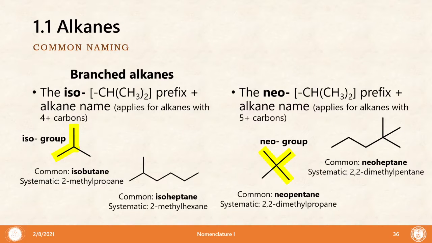Branched alkanes sometimes can have the iso prefix. Okay, and that iso prefix is a propane group attached to the end of a certain hydrocarbon. So for example, isobutane, this is its structure. It's a 4-carbon branched alkane. Isoheptane contains this iso group as well.